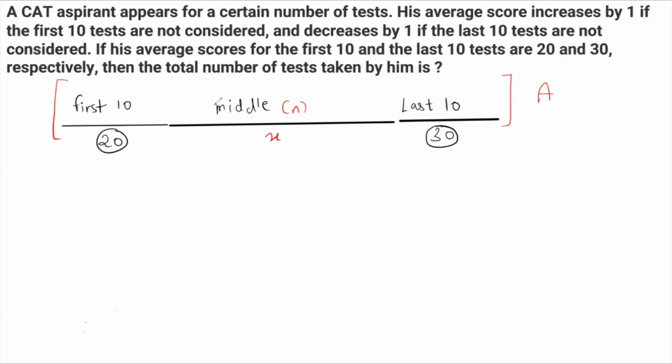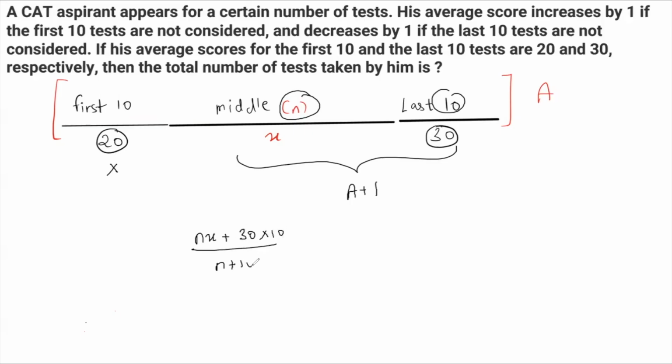So as per the question, if the first 10 tests are not considered, the average score increases by 1. That means for the middle n and the last 10 tests, the average is 1 more than A, or it is A plus 1. Let us write an equation for this using the weighted average concept. For middle n tests, the average is x, and for the last 10 tests, the average is 30. The weighted average will be n into x plus 30 into 10 divided by n plus 10, which is 1 more than the average A, and that is A plus 1 we have seen, right?